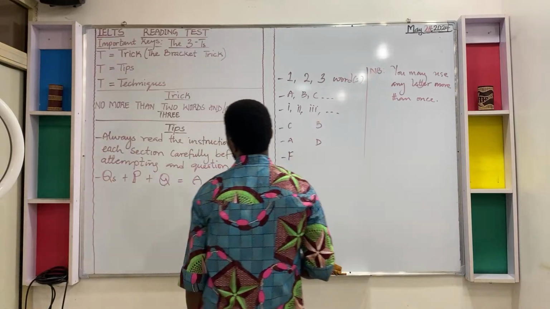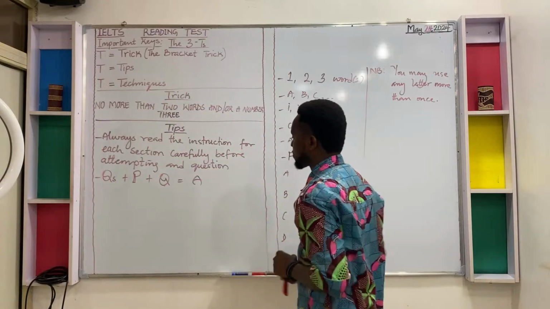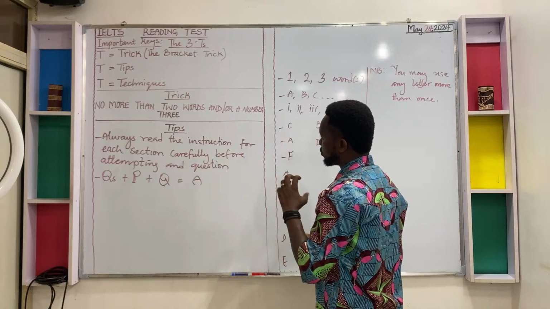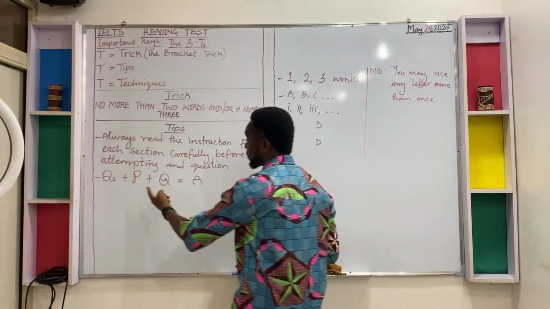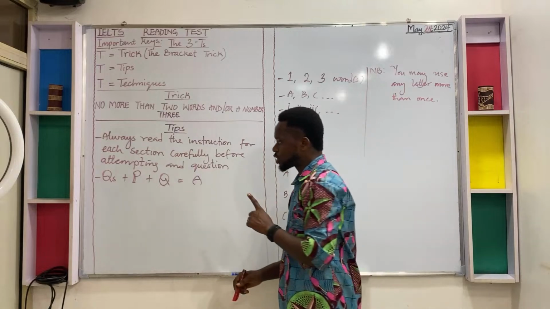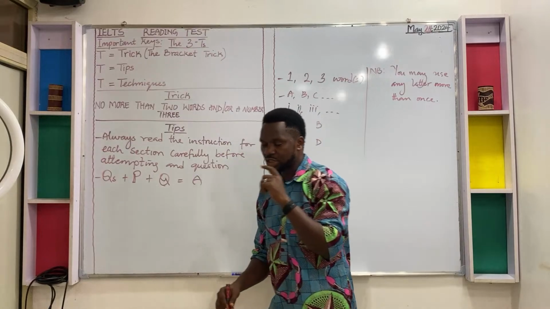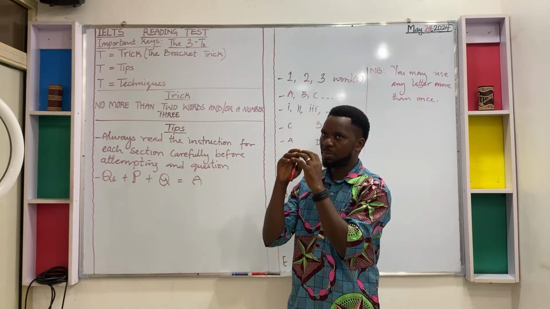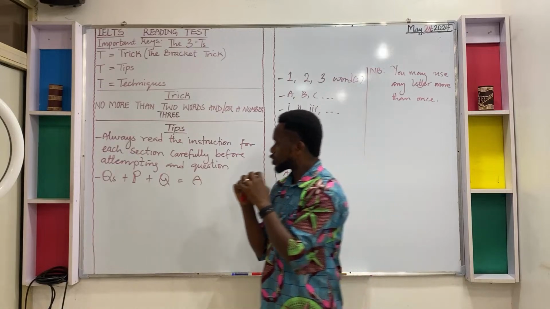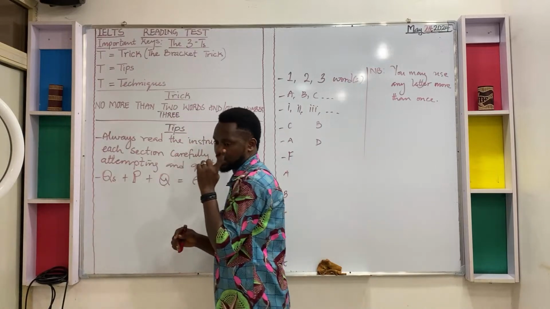Now the second tip says Q plus P plus Q equal A. What does this mean? It simply translates to the fact that your reading should follow the template of going through questions first. Q represents questions. When you go to each section, you will notice that each section comes with about 5 or 6 or 7 or 8 maximum questions. So you are strongly advised to read the 8 questions or 5 questions first.